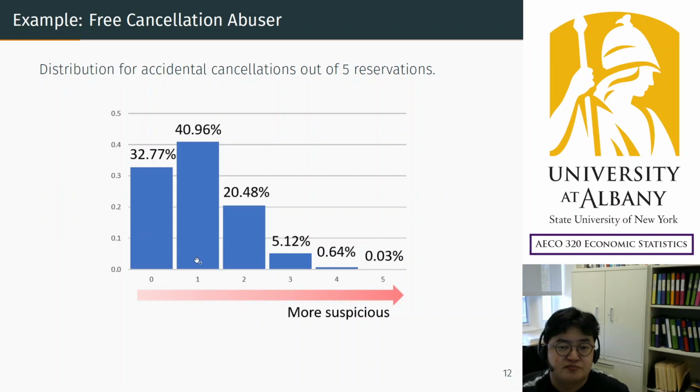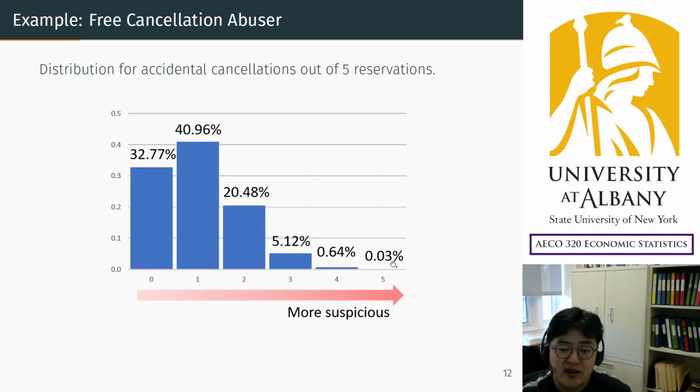Also, because 20% is the probability of cancellation, 1 out of 5 is the most likely outcome. But anyhow, you can calculate the probability of non-cancellation out of 5 times, and 2 cancellations, 3, 4, 5, using the binomial distribution. Okay?